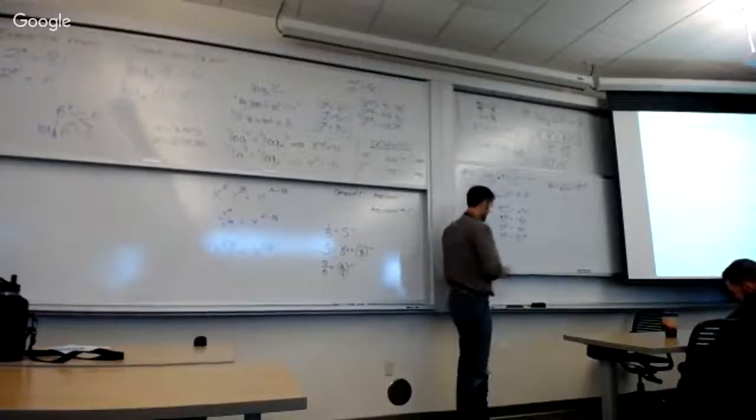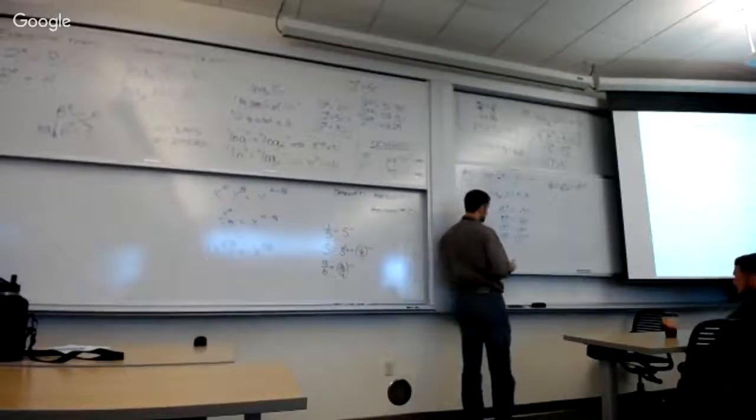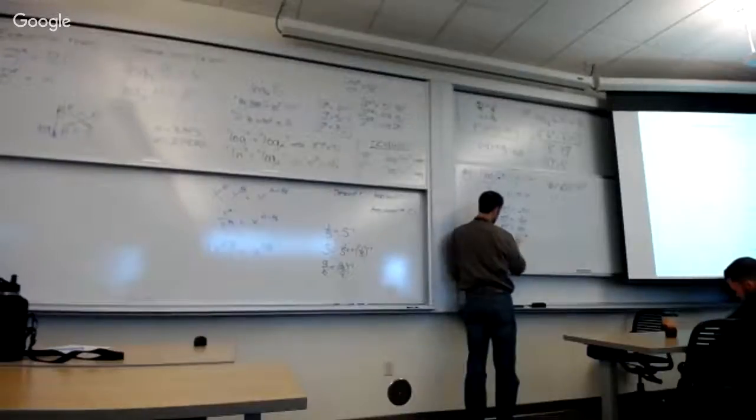And now here, again, our strategy says if the bases are the same, then the exponents must be the same. And therefore, x equals -2.